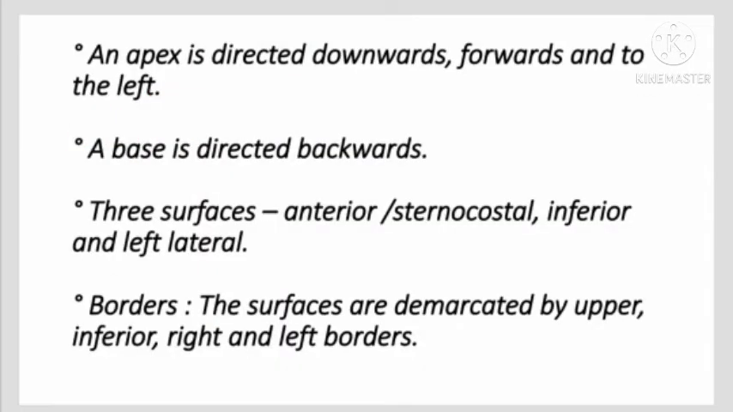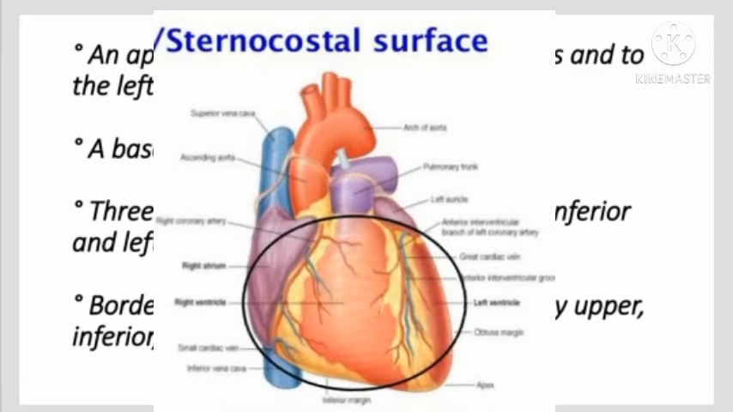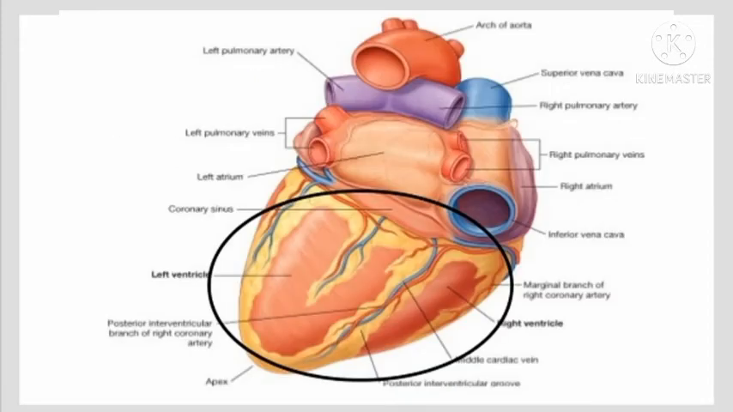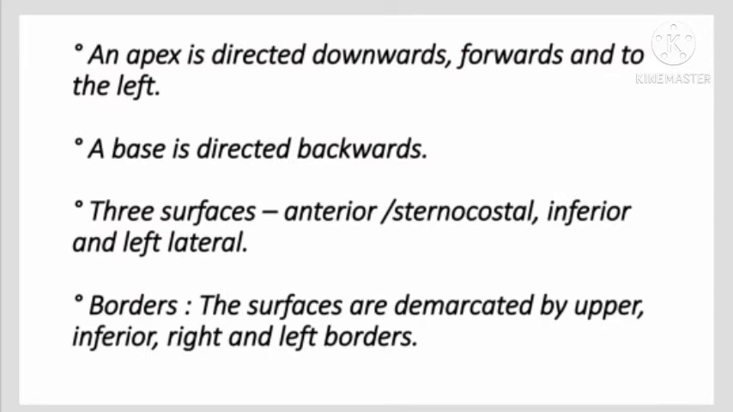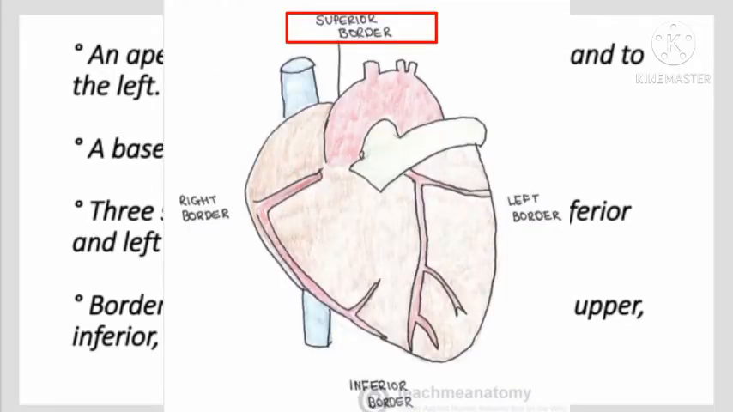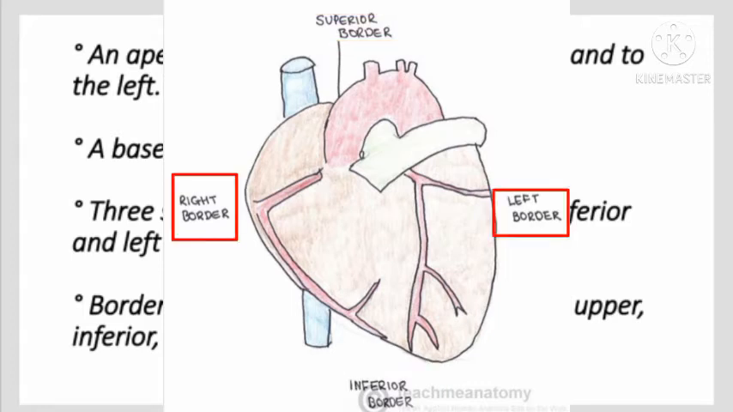3 surfaces: anterior or sternocostal, inferior and left lateral. This is the anterior or the sternocostal surface of the heart. This is the inferior surface of the heart. This is the left lateral surface of the heart. Borders. The surfaces are demarcated by the upper, inferior, right and left borders. This is the upper border of the heart. This is the inferior border of the heart. These are the right and left borders of the heart.